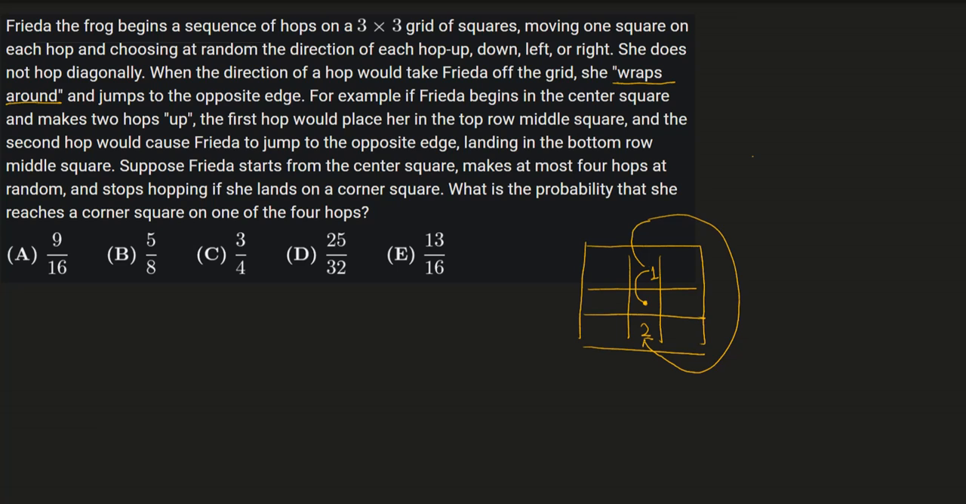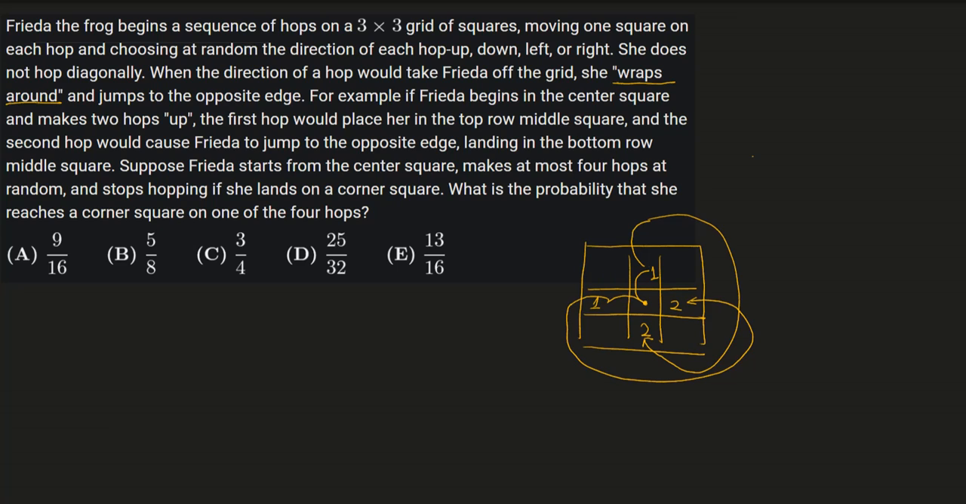That's called wrapping around. So let's make another example. If she hops left twice, the first time will land her here. And the second time, she hops out of the grid and then wraps around, re-enters the grid from the opposite edge and lands in here. That's called wrapping around. So we have to understand this well enough, otherwise we may very likely miscount the probabilities. Good, so that's the first difficult part.